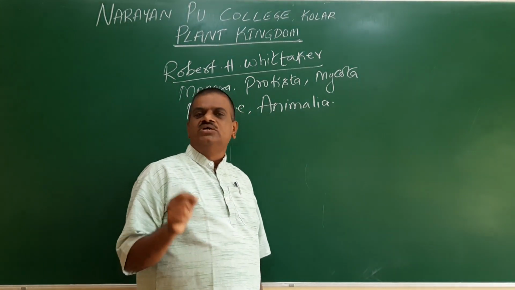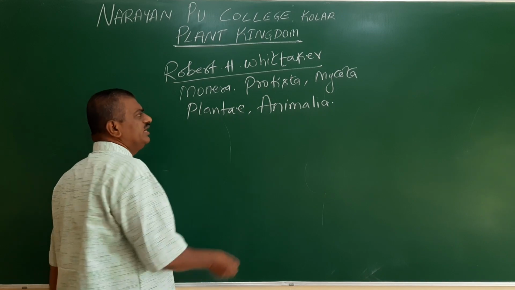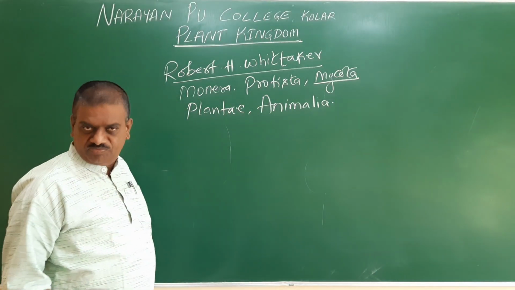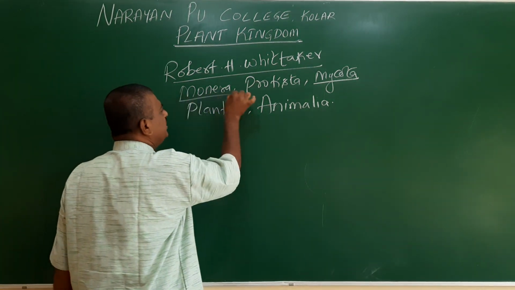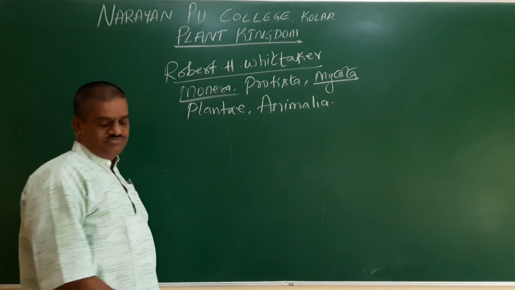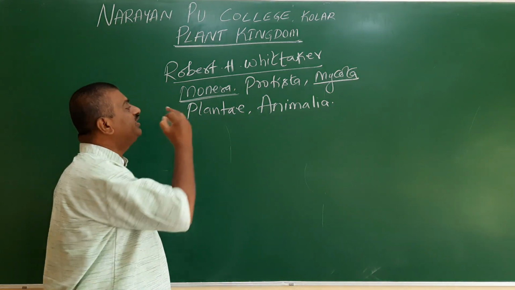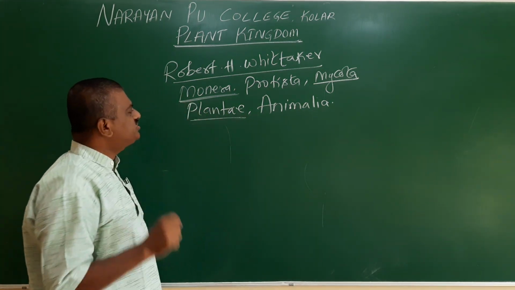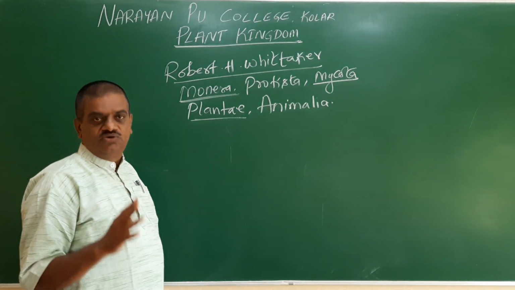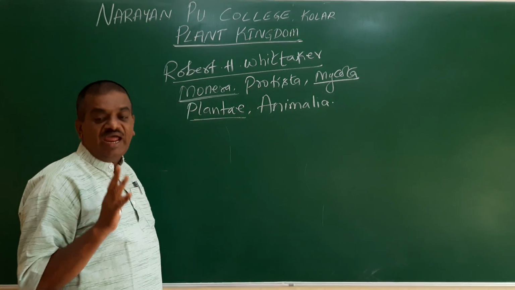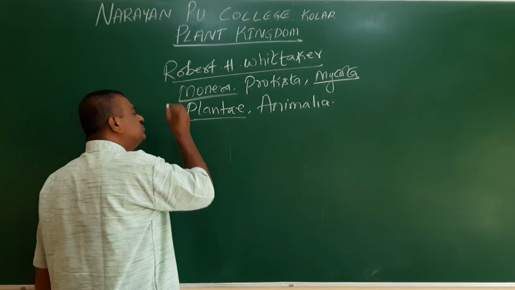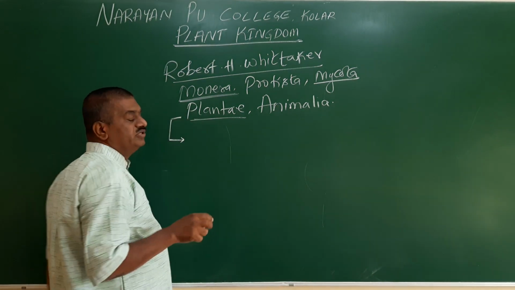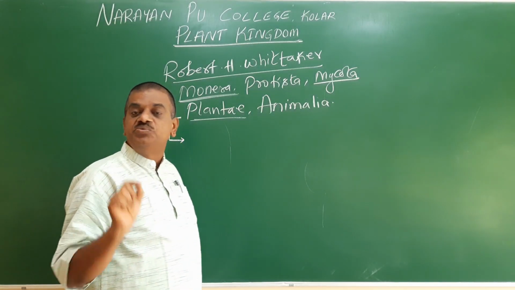So we know that Kingdom Mycota is called fungi, and some of the members of Monera have not been included under the plant kingdom. They possess a cell wall, but still they have been excluded from the Kingdom Plantae. And in this plant kingdom, he has included about 5 divisions.